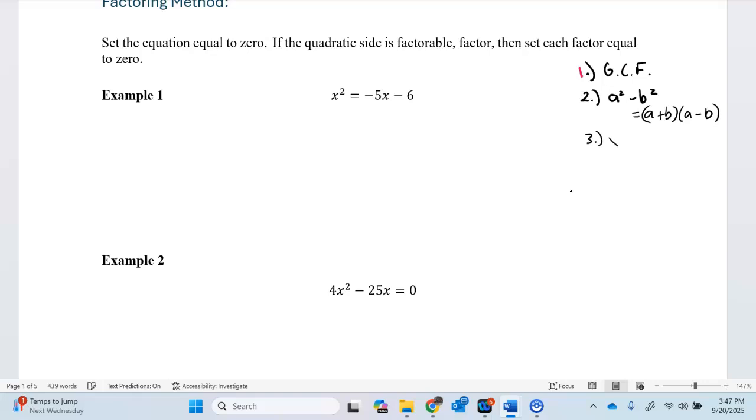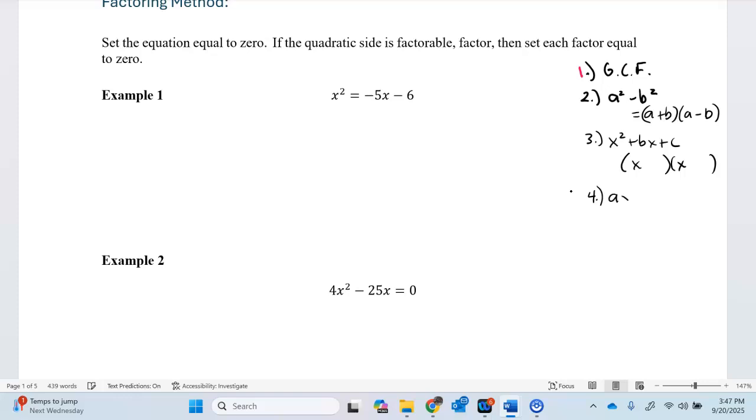What else do I look for? I look for these guys. x squared plus bx plus c. They'll factor like this. And then I need to find two numbers that multiply together to give you c, add together to give you b. Alright, so those are the two numbers we're looking for, and I can just plug them in there.